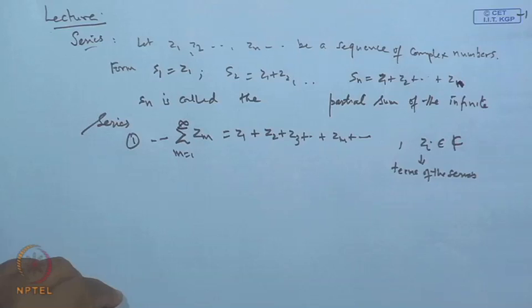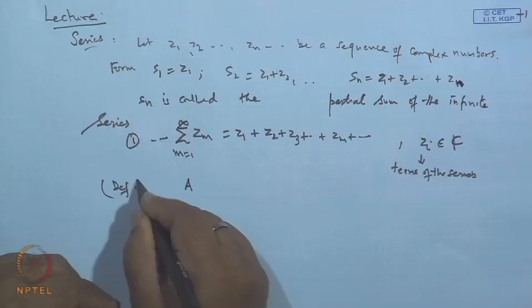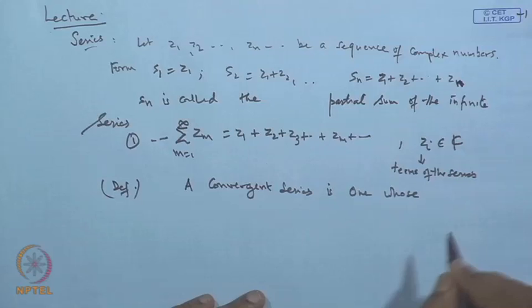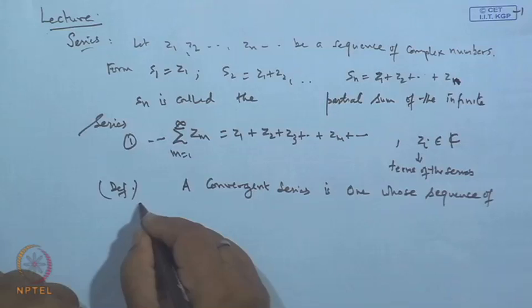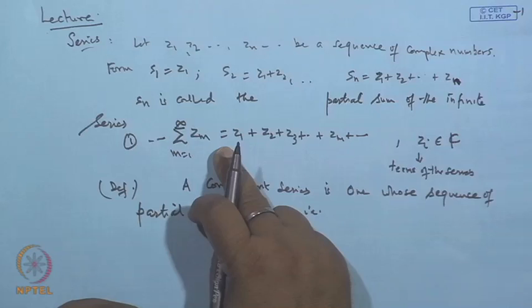Now, this series 1 is said to be a convergent series if the sequence of its partial sums converges. So, a convergent series is one whose sequence of partial sums converges. That is, series 1 is said to be convergent if the sequence of partial sums Sn converges.